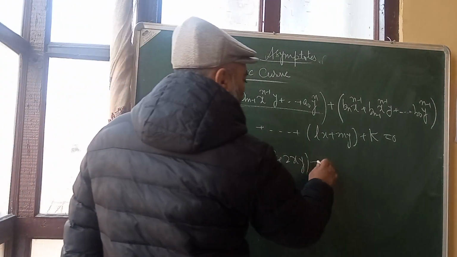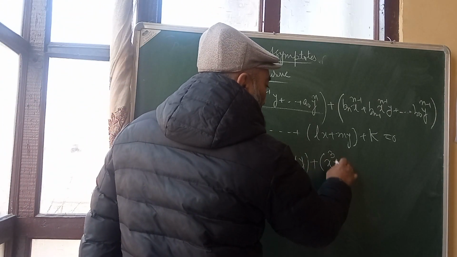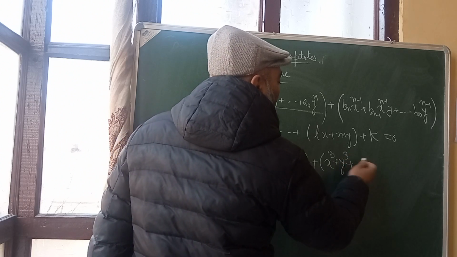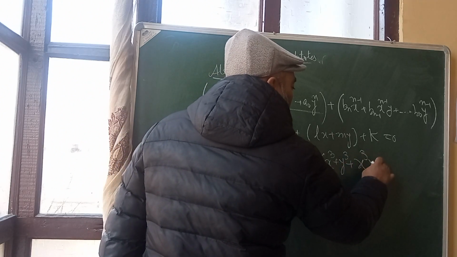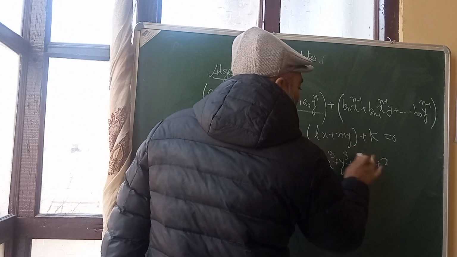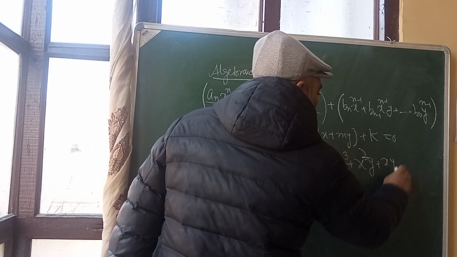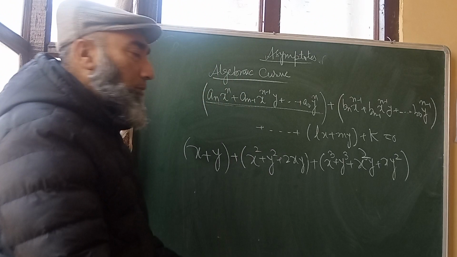You can have it as a cubic, say x cube plus y cube, then you must be having x cube, y cube, x square y, xy square, and no other term in terms of x and y.